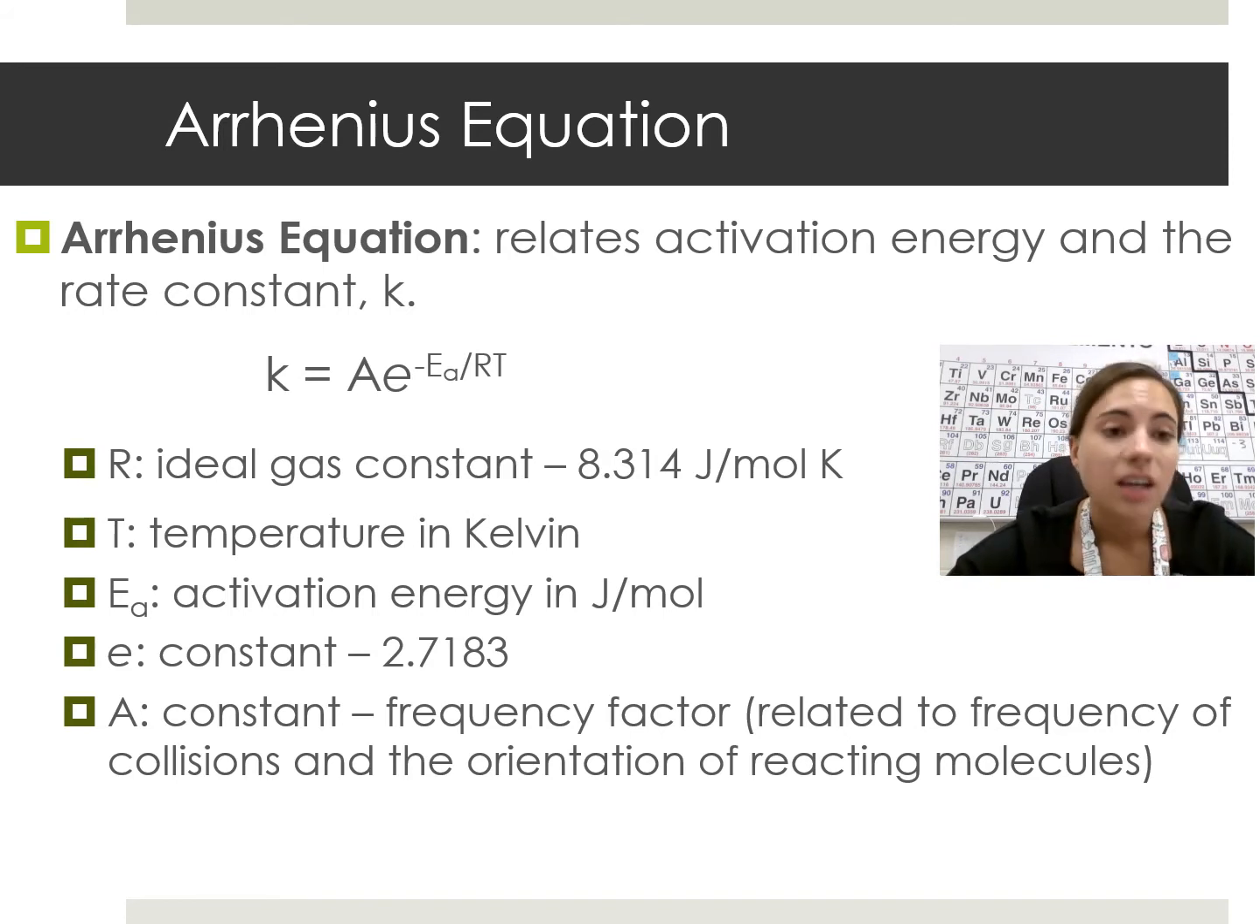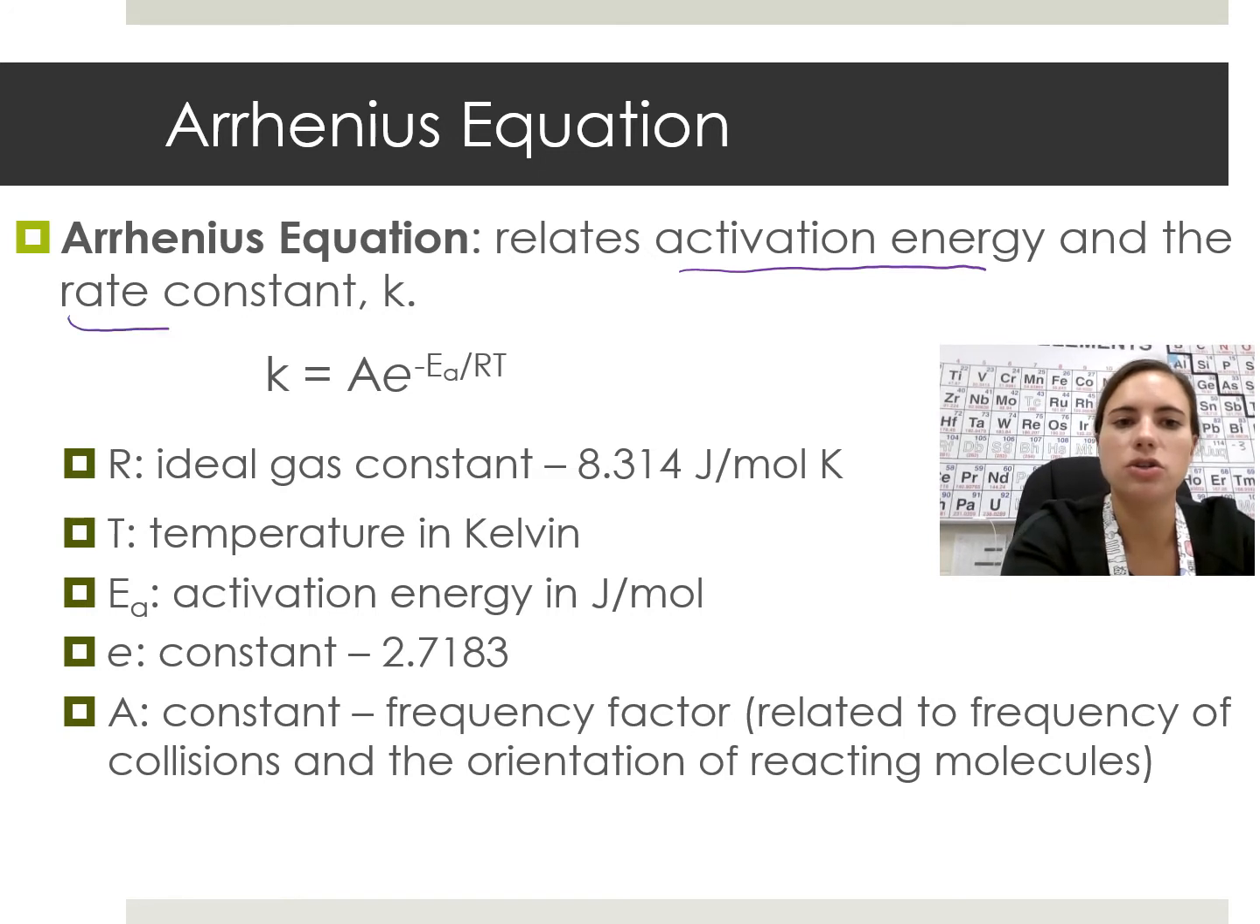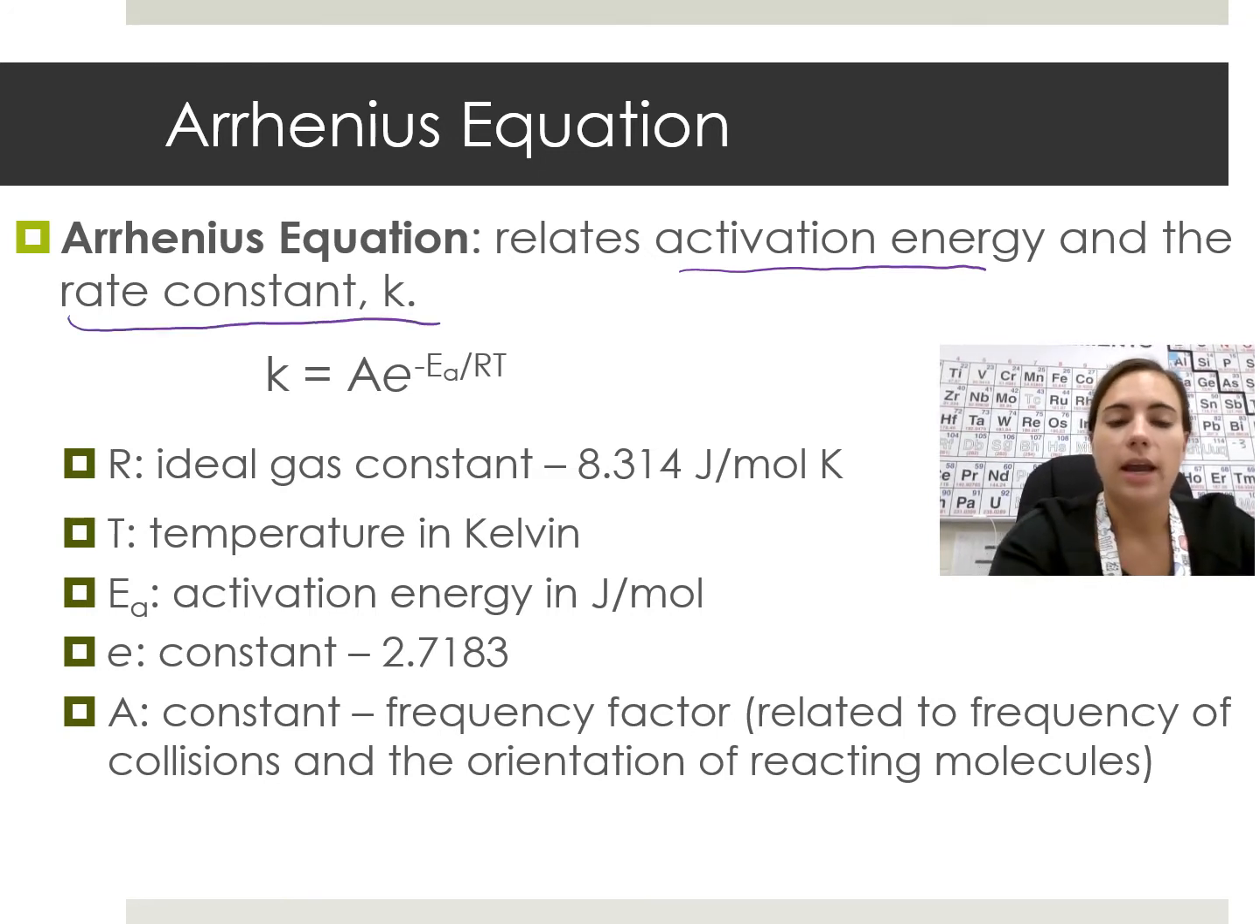But in order to understand something we learn from the Arrhenius equation, we need to talk about what it is really quickly. So the Arrhenius equation relates activation energy to the rate constant. The rate constant, k, equals a constant that relates to collision theory, basically the orientation and number of collisions, times another constant, e raised to the negative activation energy over the ideal gas constant times temperature.